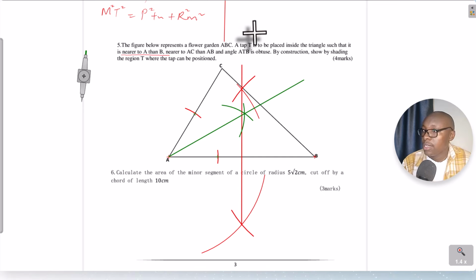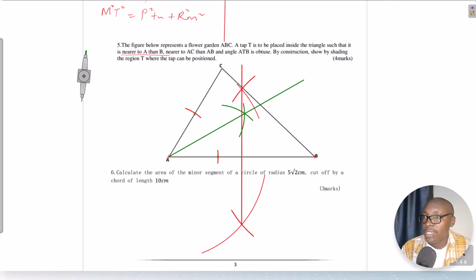So that means this tap is supposed to be nearer to AC, so it is supposed to be on this side. Already we have eliminated everything on the right side of this line that you drew. We don't want that side. For this line, we need it to be nearer to AC, so it's supposed to be on the upper side of that line. On the lower side of that line, it should not be there. It should be nearer to AC than AB.